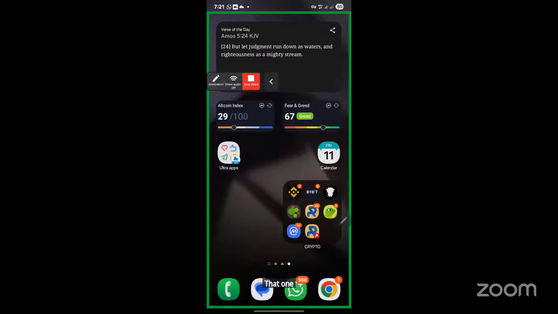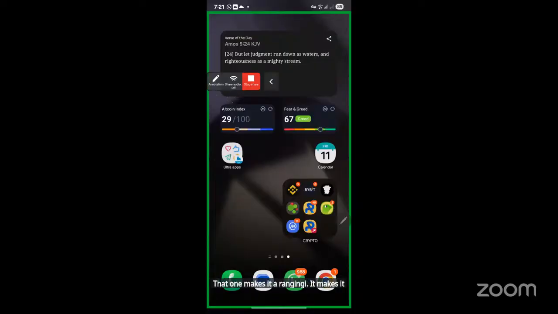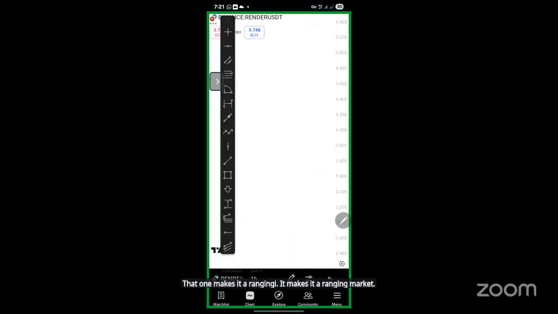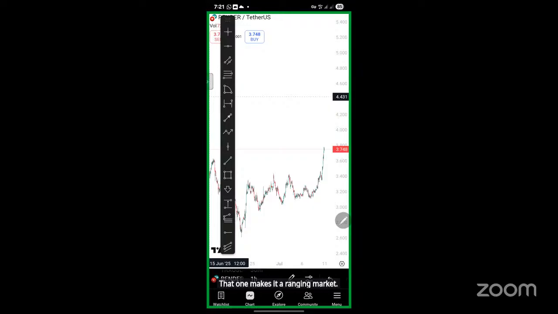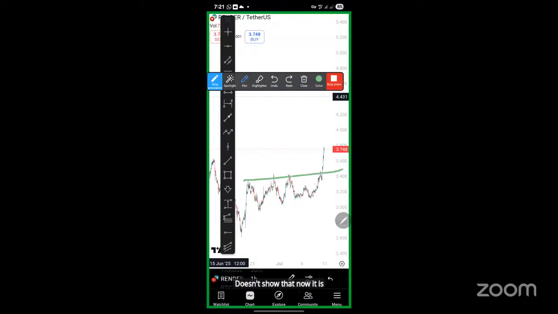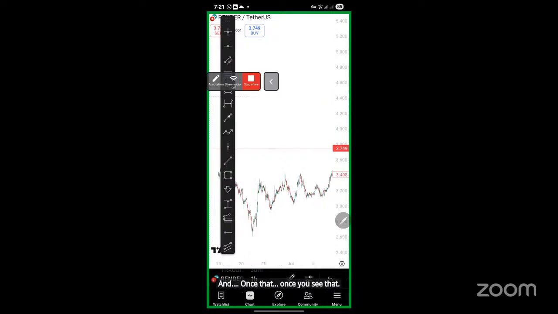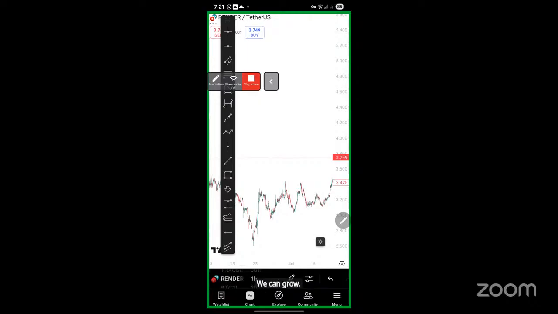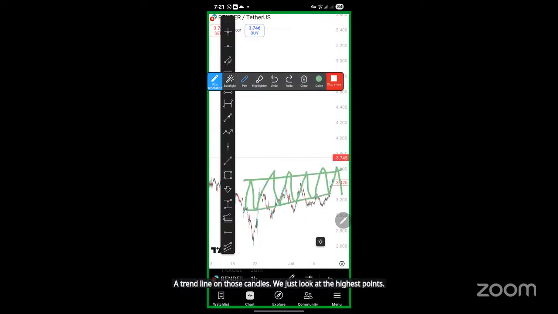That makes it a ranging market. That market doesn't show that now it is on an upward trend or now it is on a downward trend. It is ranging within here. Okay, it's ranging within here. And once you see that, we can draw a trend line on those candles. We just look at the highest points.